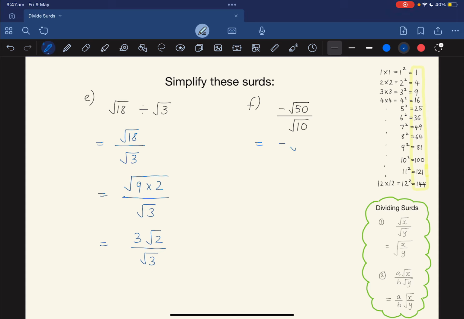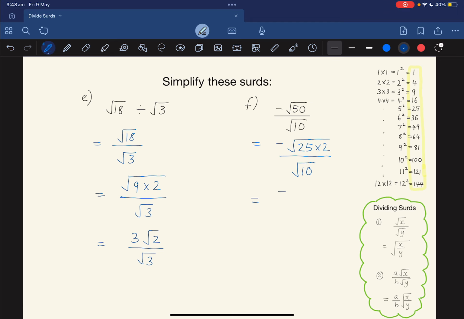And root 50, can we write that as a product of any square factors? Maybe. Oh, this is a nice one. So have a look at these numbers. Which of these is a square number that could be a factor of 50? 25. Surds are fun. Okay, then root 25, 5. Root 2. Root 10, yeah, there's no square factors in there. Can't take it any further.